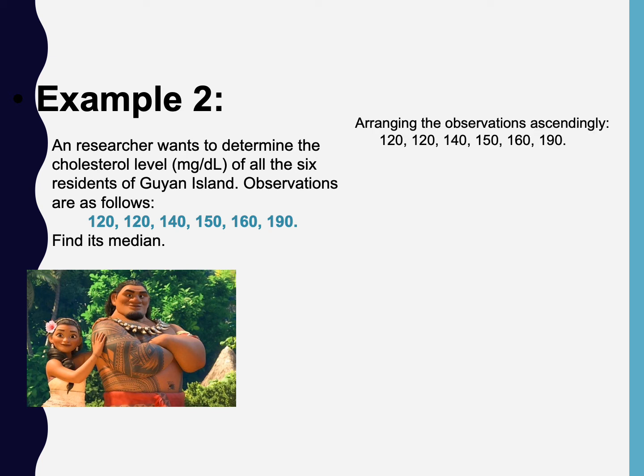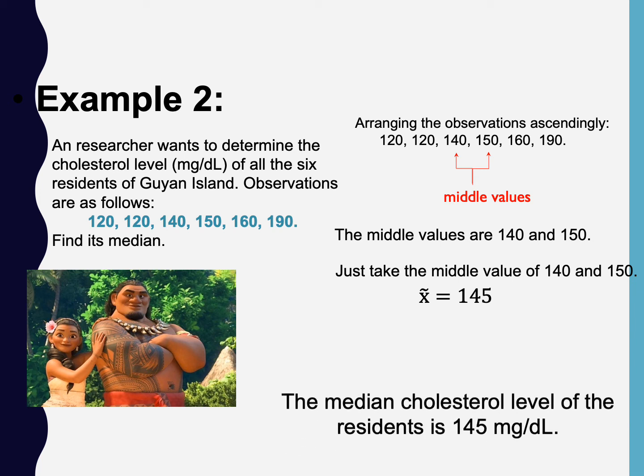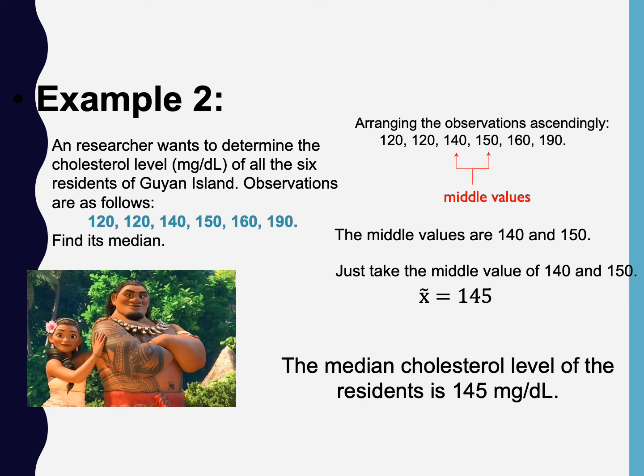So the first step is similar: arranging the observations ascendingly, and then identifying the middle values. In this case, you have two middle values, which are 140 and 150. Now, to get the middle value between the two, you just need to take their average. In this case, the median, or the middle value between 140 and 150, is 145. So the median cholesterol level of the residents is 145.